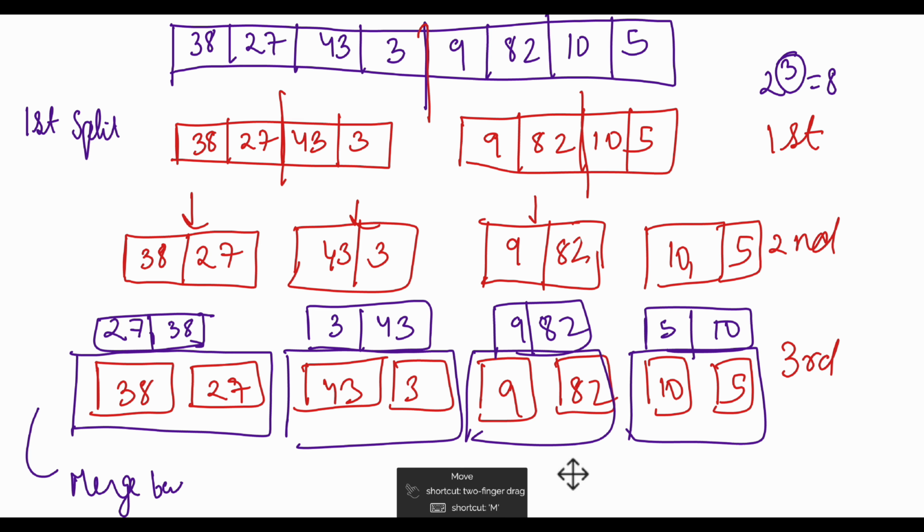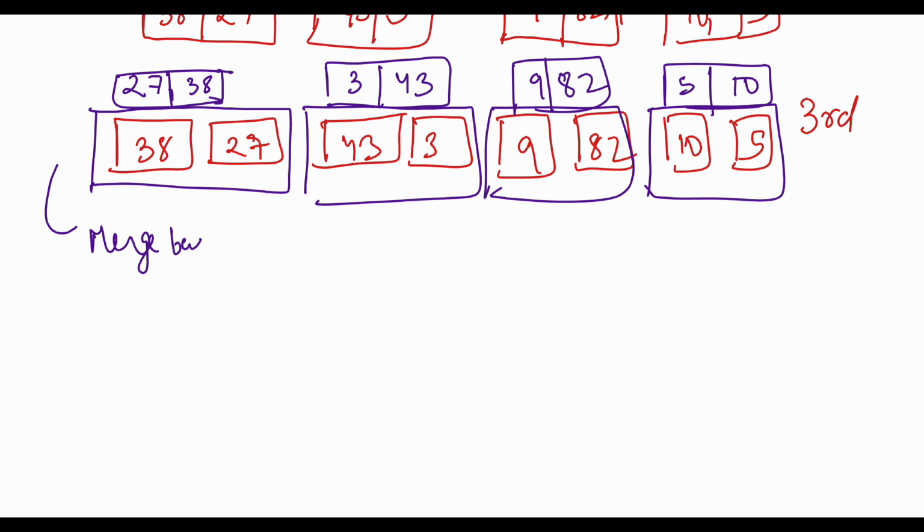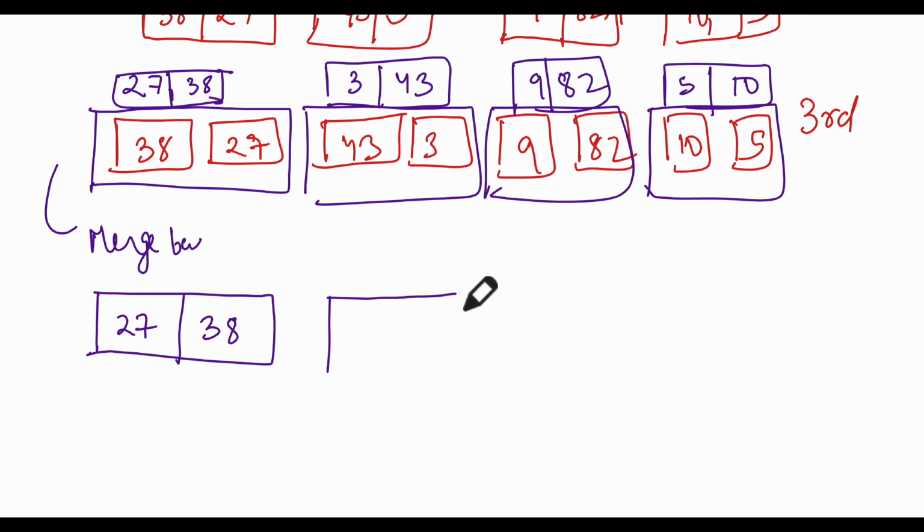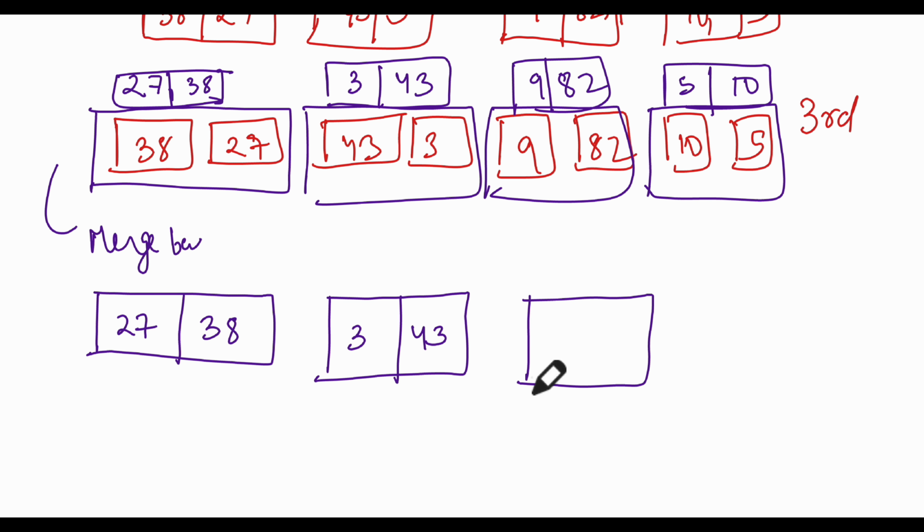So let's do that one thing. Let's go down here rather than going up, so that it's clear and easily visible. So this was 27, 38. Remember, you are merging and sorting, both things you are doing parallelly. And how the sorting happens, I just explained a few minutes back, right? You start comparing all the numbers individually, and you create a new list, and you start storing in that particular list. So that's how the sorting happens. 9, 82 and 5 and 10.